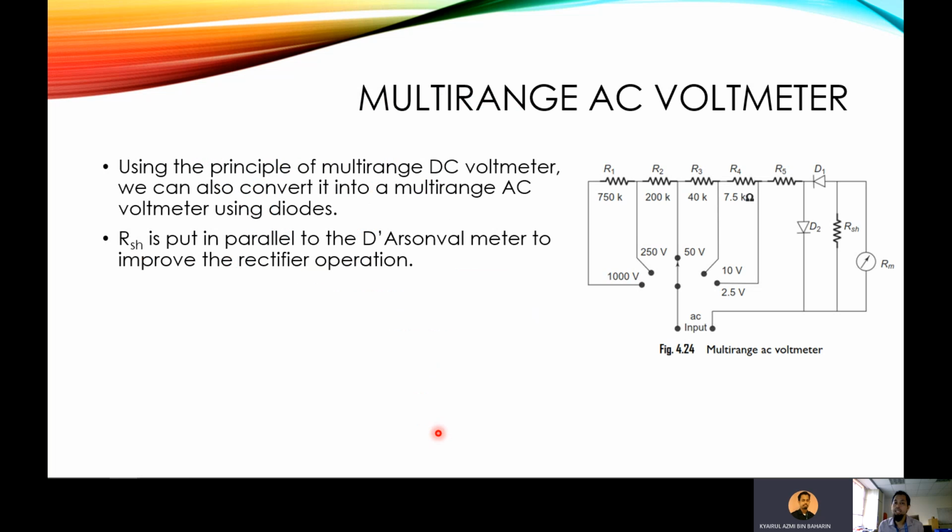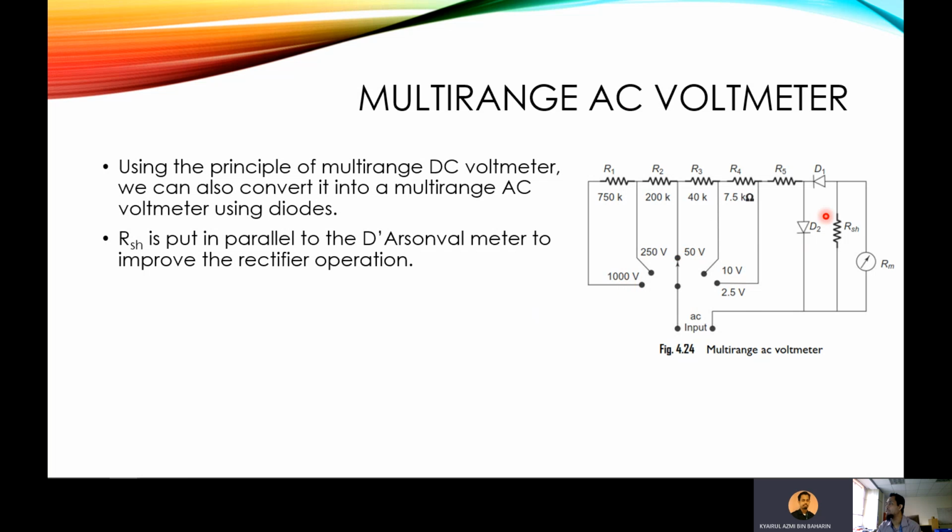Okay, finally, I would like to go into the topic of multi-range AC voltmeter. This is just a bit on the theory. So multi-range, we can also convert using the principle of the multi-range DC voltmeter. So you have already seen this figure for series multi-range DC voltmeter, where we can connect the resistors in series and arrange them in such a way to measure different voltage ranges.